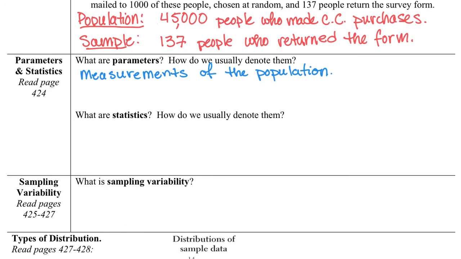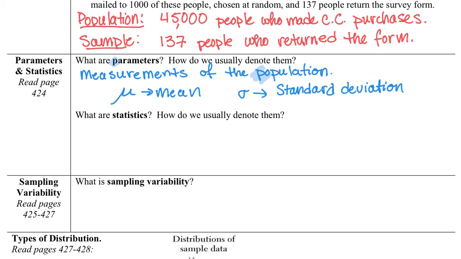Let's get into two new definitions, first being parameters and how we denote them. I've already got the definition there. Parameters are any measurements of the population. What's lovely about this is it's easy to distinguish: P stands for parameter and P for population, so you know those two go together. And our notation, how do we denote them? You're already familiar with this. We use mu for mean, and we use sigma for standard deviation.